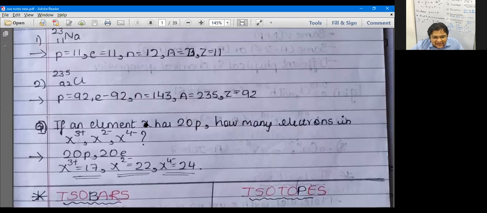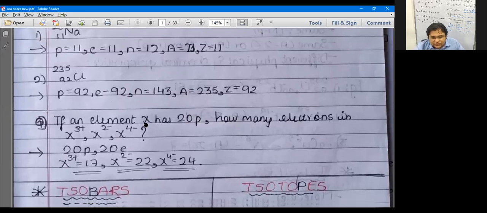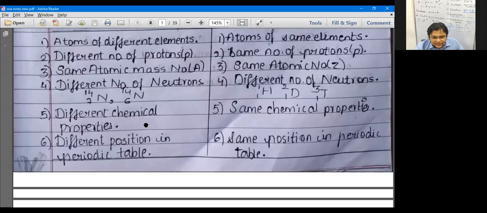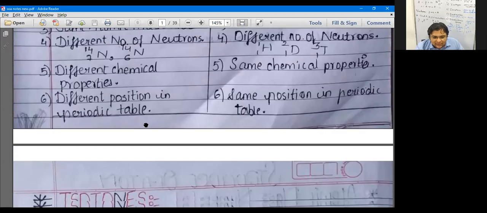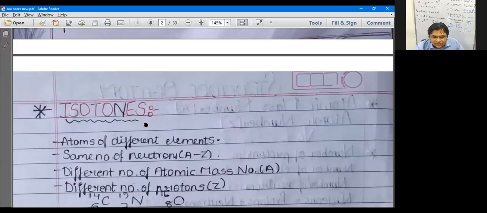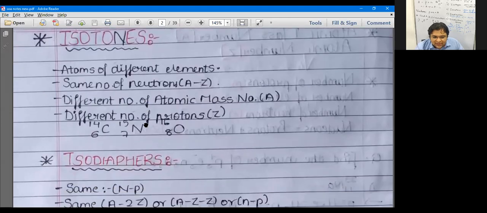If an element has 20 protons, can I say 20 electrons? X3 plus means loss of 3 electrons. X2 minus means gain of 2 electrons, hence 22. And X4 minus means nothing but gain of 4 electrons. Is this clear? We did the differences. Isotones are clear, isodiaphers are clear, isosters are also clear.